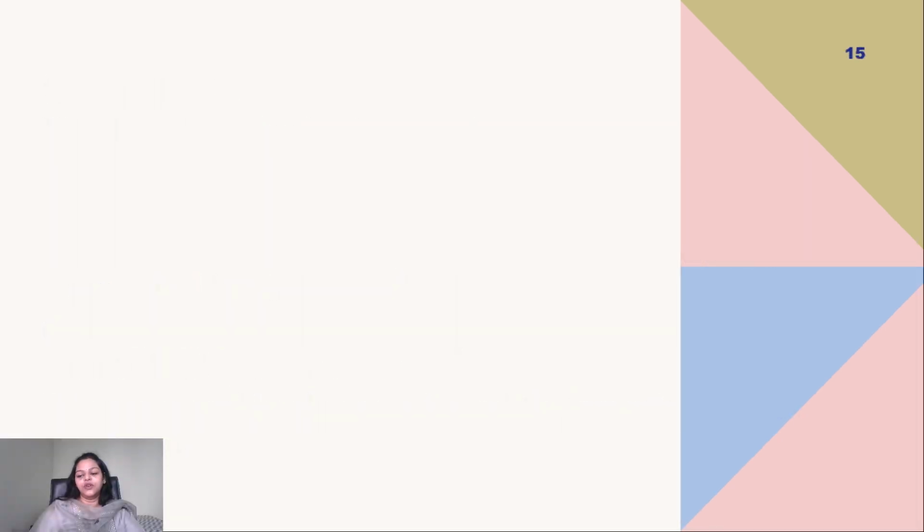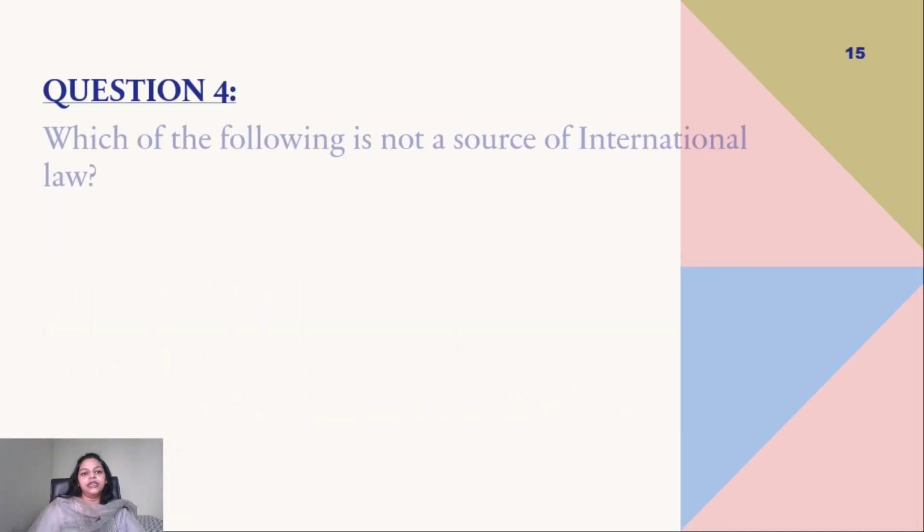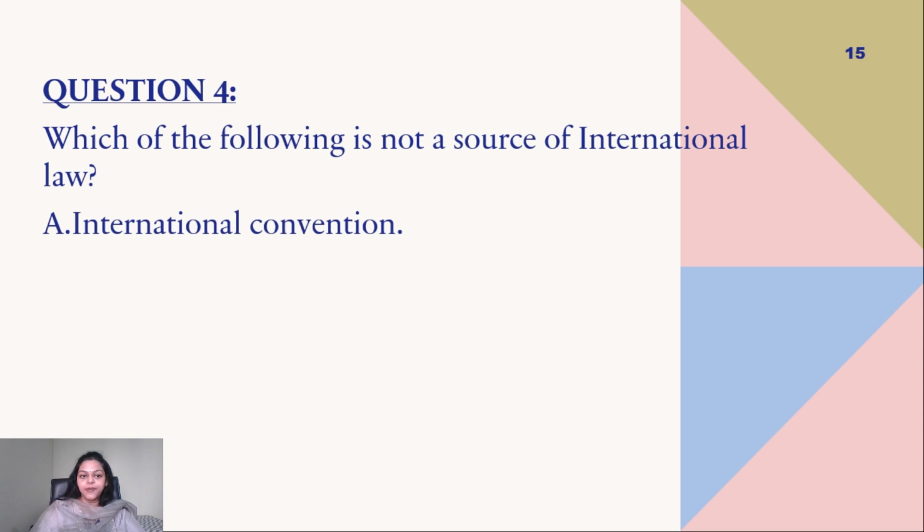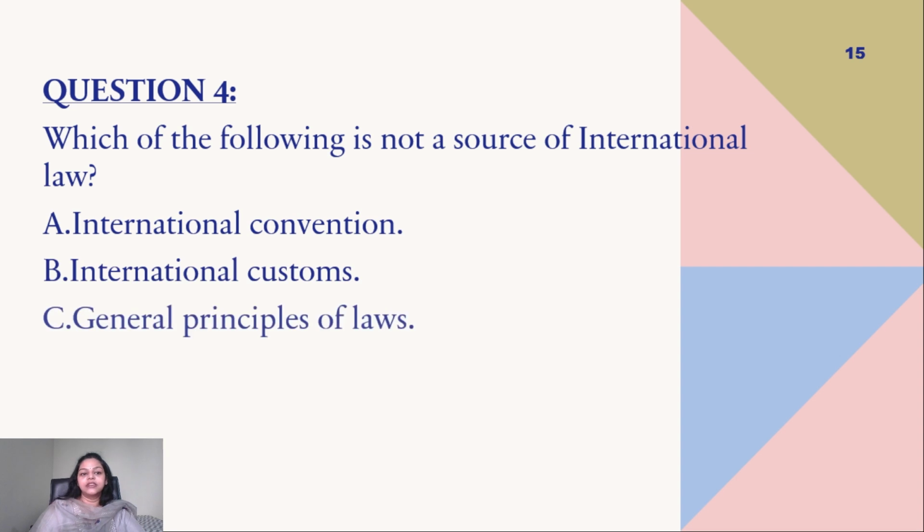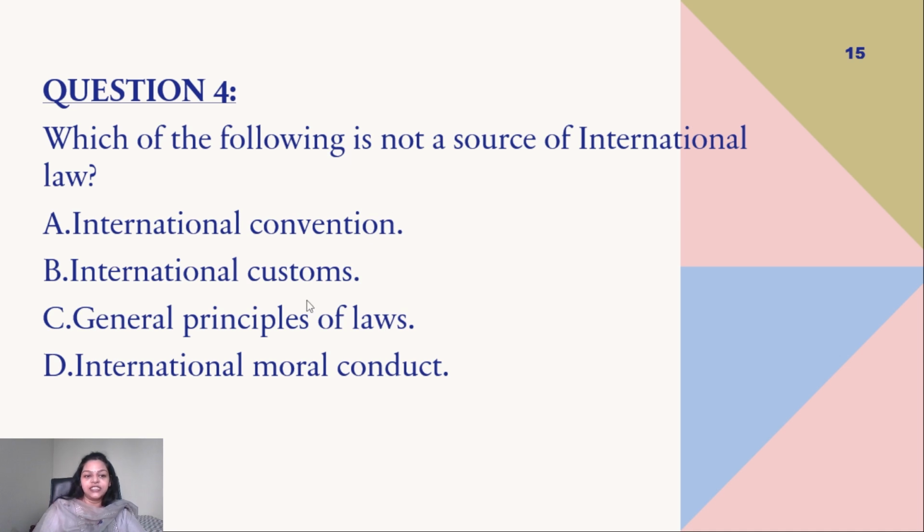Now let us go to question number 4. It says, which of the following is not a source of international law? A, international convention. B, international customs. C, general principles of law. D, international moral conduct. So, we just discussed these three as sources of law, but international moral conduct is not a source of international law, right? So, D would be the answer to question number 4.